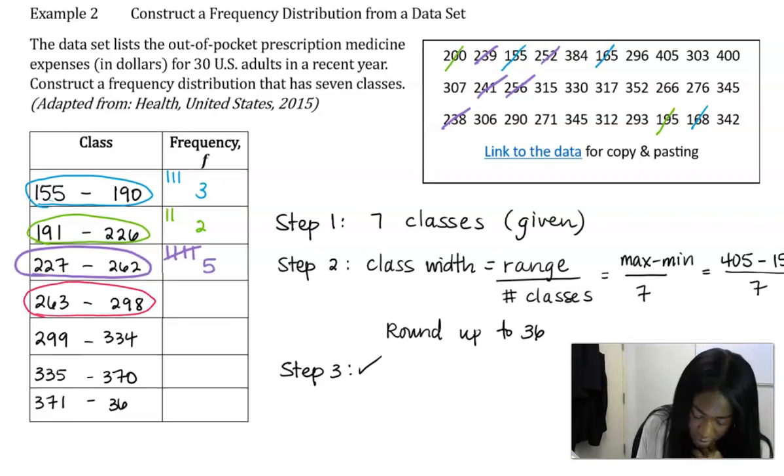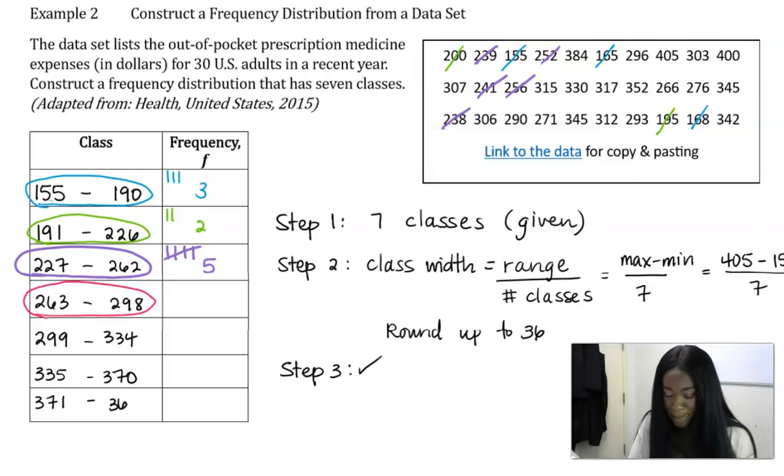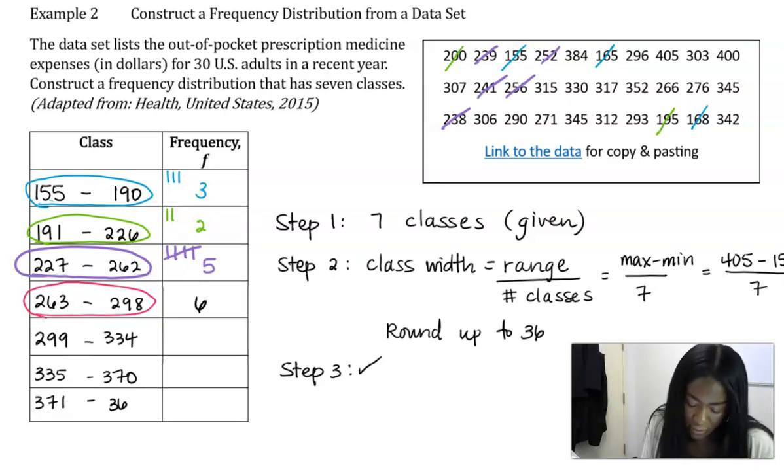Between 263 and 298, and yes, this is a little time consuming, but generally speaking, we won't be making our frequency distributions by hand. We'll be using technology to do them, but this is how we would actually do it. We would go through and count all of these. So I'll just go ahead and fill in the rest of these. You can verify that these numbers are correct.